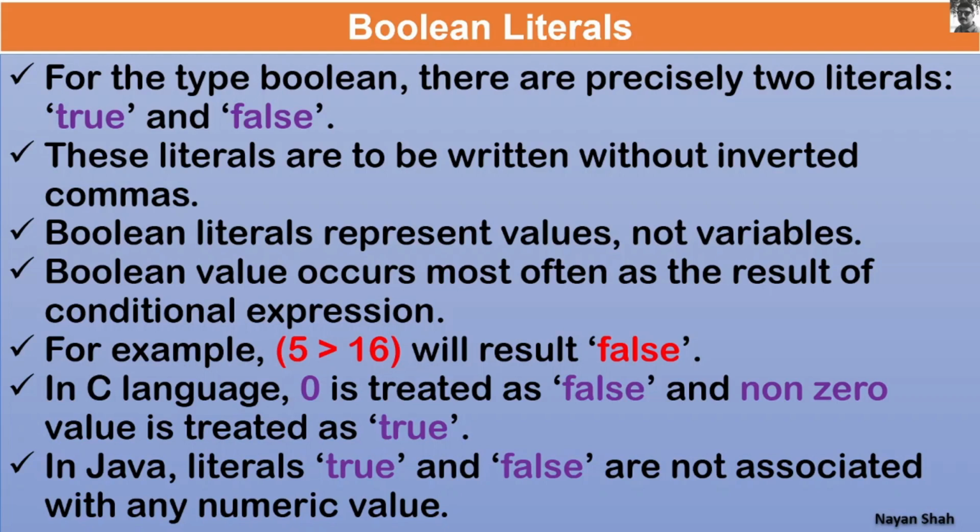In C language, 0 is treated as false and a non-zero value is treated as true. That was in C language. We are not supposed to discuss C language, but because this sentence is given in the textbook, they might ask in the board exam, so I have covered that sentence here in the PPT. Remember, in C, boolean values are associated with numbers 0 and non-zero, whereas in Java, true and false boolean values are not associated with any numeric value.